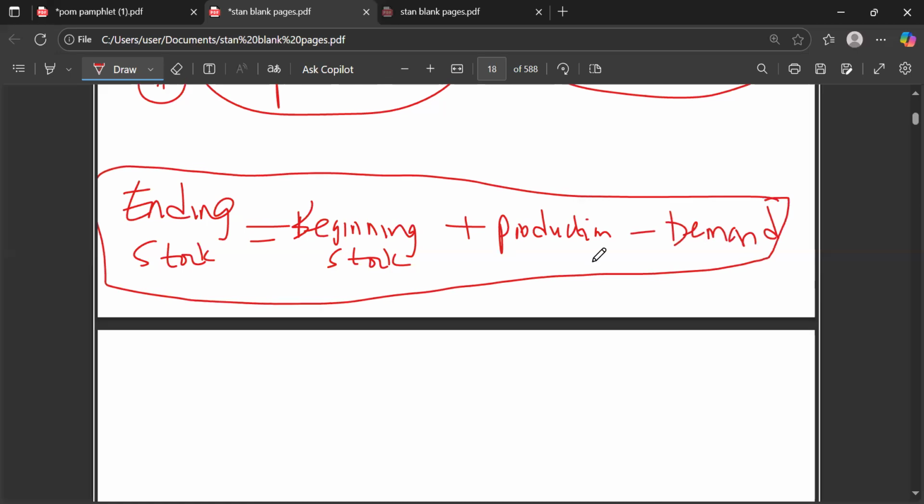Have you taken down the formula for ending stock? Ending stock is equal to what? Beginning stock plus production minus demand. Have you followed? Yes. Got it. Thank you for taking down the formula. Okay. Ending stock is equal to beginning stock plus production minus what? Demand. All right.